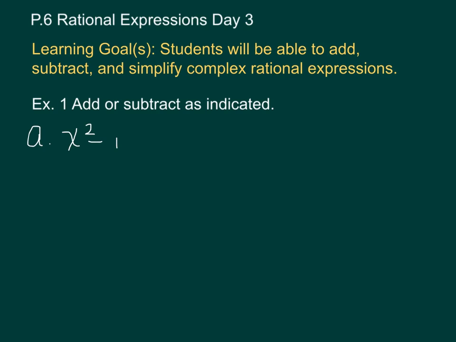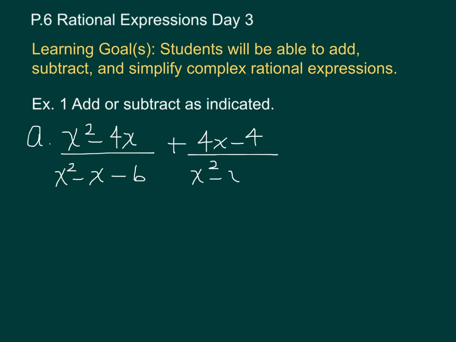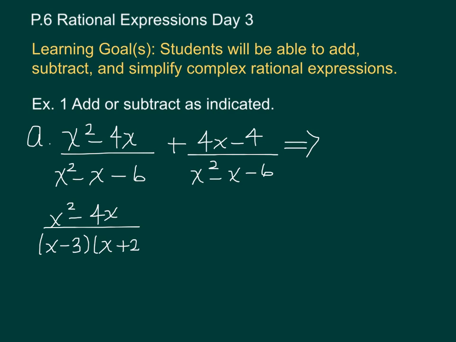And just to remind you, when you add or subtract, you have to have common denominators. And sometimes it's helpful to factor the denominators first. Don't worry about the numerators yet. 2 factors of -6 that add to give you -1. So it would be -3 and +2. And on the right side, if you notice, it's the exact same thing.